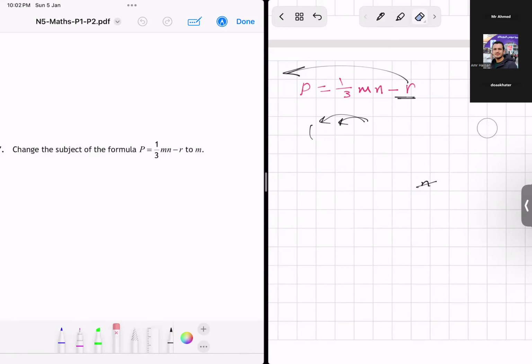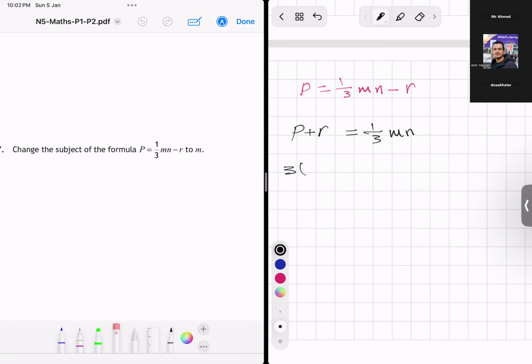Okay. Tell me, how can I do it again? So move R to the other side. Okay. So it's going to be p plus r. I changed the sign. It was negative, right? Equals a third. And then you need to multiply out the third. So 3 times p plus r equals mn.